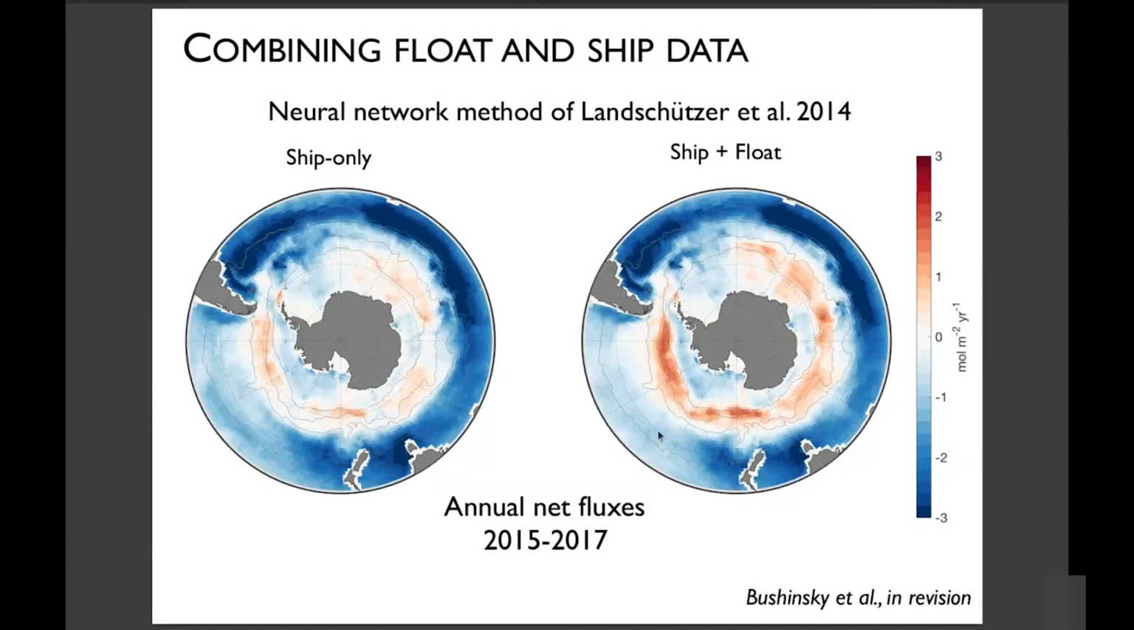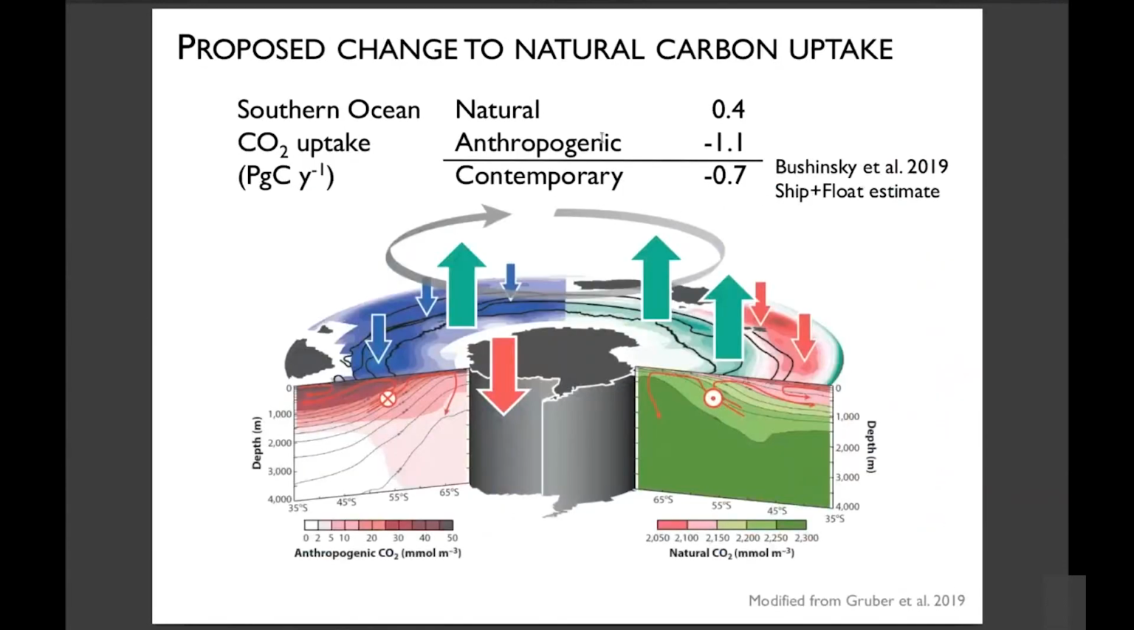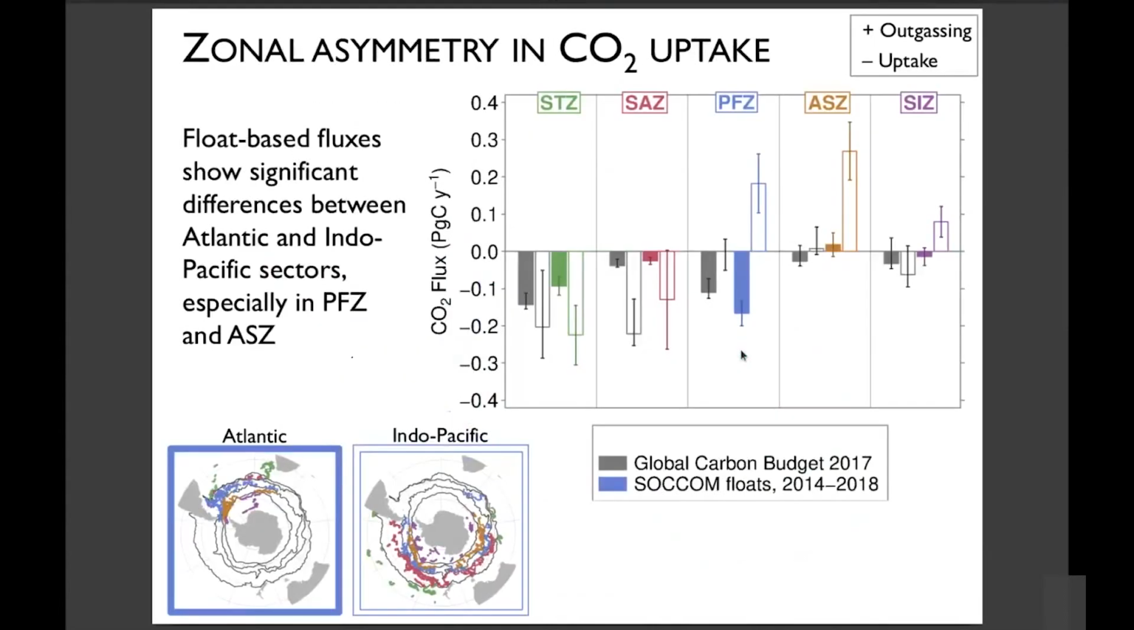And so that led to a proposed revision to the contemporary, or the natural, CO2 cycle in this paper, saying that actually we have increased outgassing here, and the anthropogenic carbon uptake we think is probably about the same. So the net result is that we have less of a sink of total carbon in the Southern Ocean than we might have expected based on shipboard data.